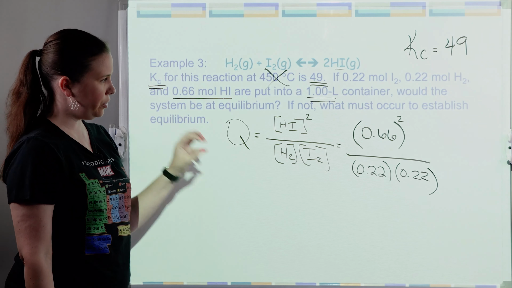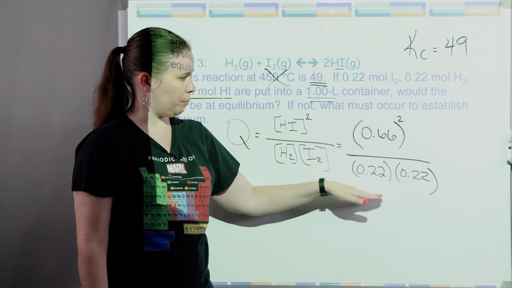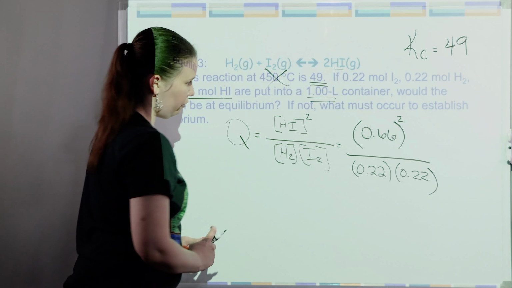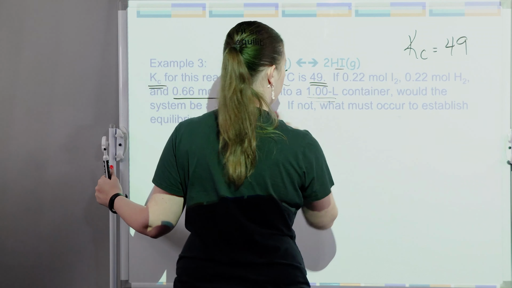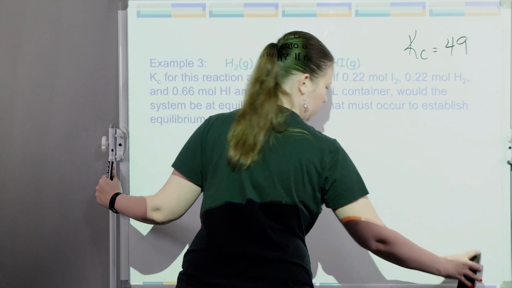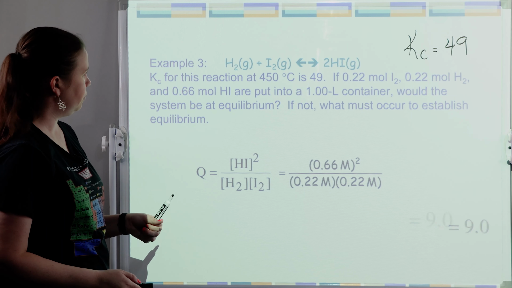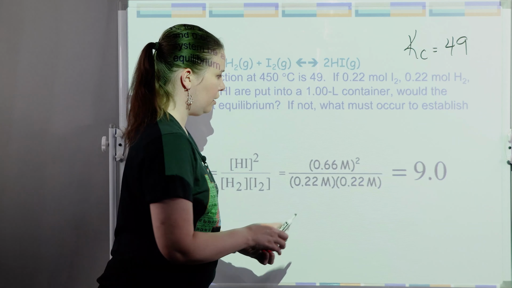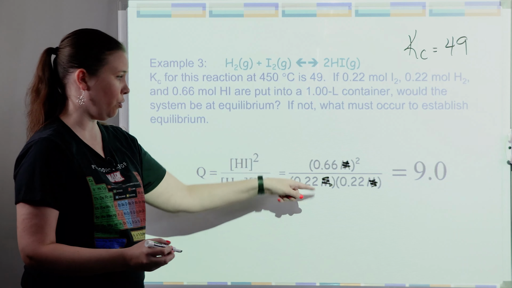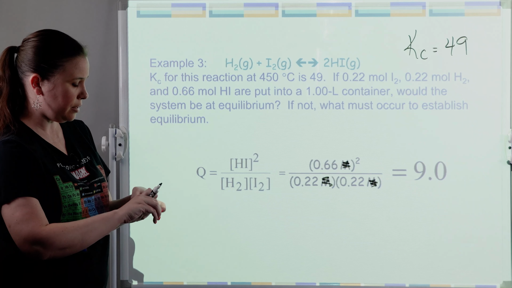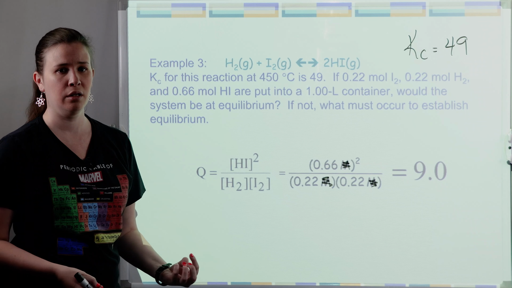So now we want to put this in the calculator. Don't forget to square the 0.66, and then you're dividing by 0.22 twice. What do we get for Q? We get the 9. Again, notice how the molarities are in here. I never write them because a lot of times they actually don't cancel out. Here they would have, but a lot of times they don't. It doesn't matter. You do not want them in your final answer. So the Q is equal to 9.